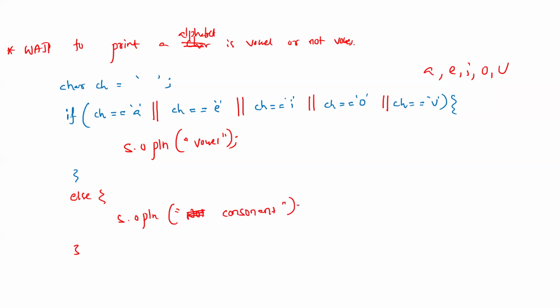Now, if I want to write for uppercase letters also, then what to do? Add capital letters also here: capital A, capital E, capital I, capital O, capital U. We have to add them, no other shortcut for that. So this is how we can write by using compounded conditions. Again, multiple conditions we are clubbing together with the help of logical and in the previous example, logical or in this example. Clear?